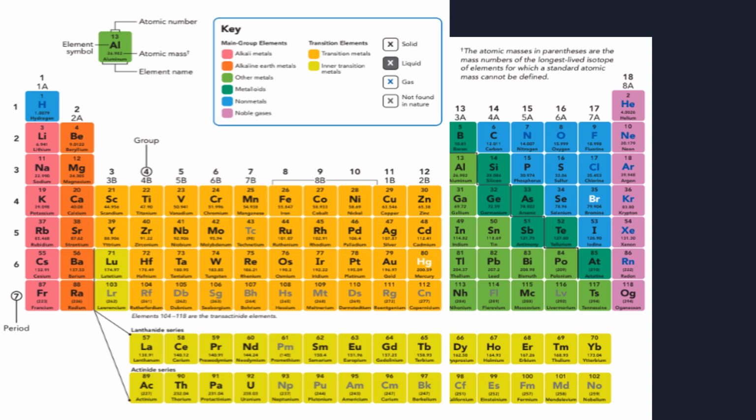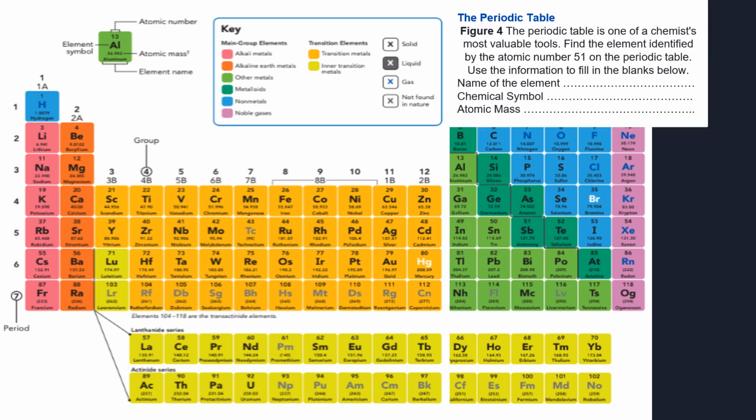All right, and here we have a periodic table. So this is a modern periodic table. This is what we use now. This is what we will always use. So the periodic table, figure 4. The periodic table is one of a chemist's most valuable tools.